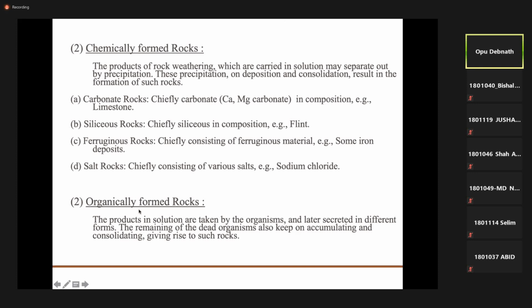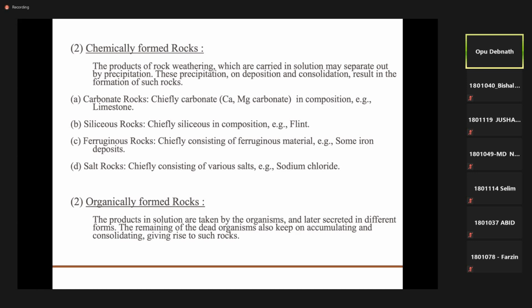And the last one, the third one, is the organically formed rocks. Organically formed rocks means some organic activity occurs if microorganisms are present in the solution. That means the media contains microorganisms, and later it changes; the microorganisms actually have different phases, as you may also know later.